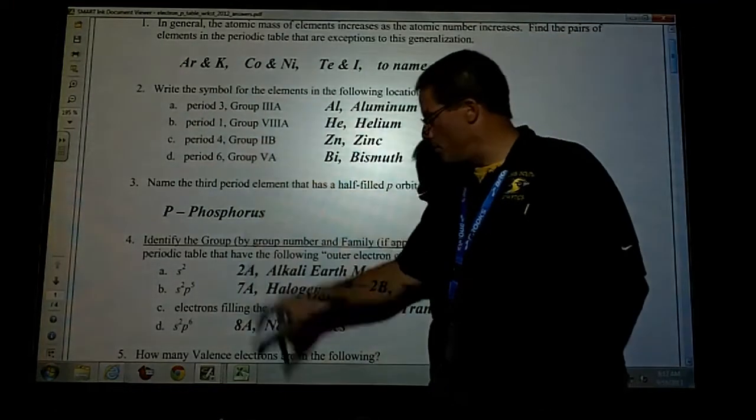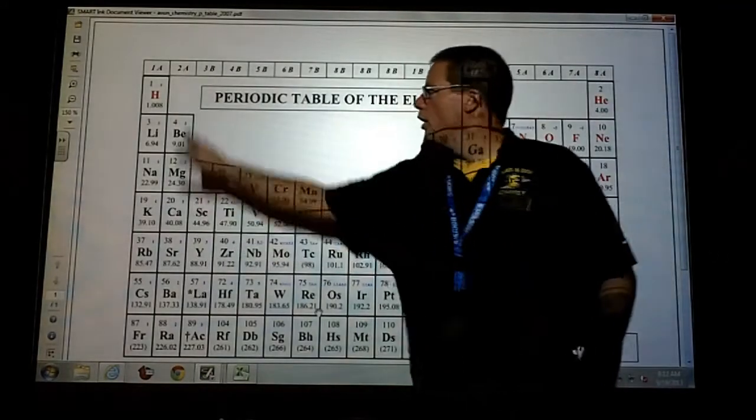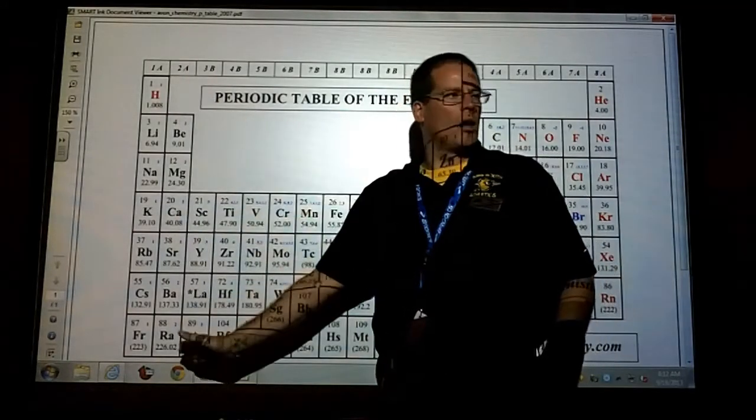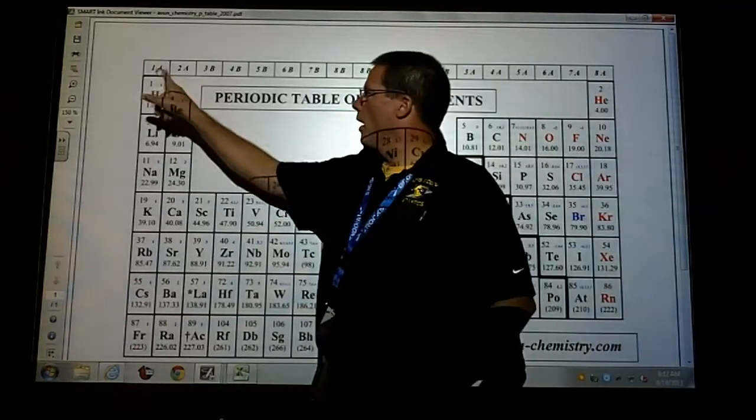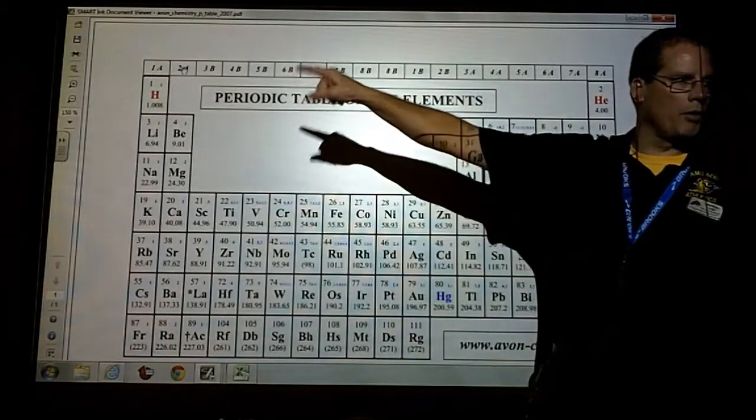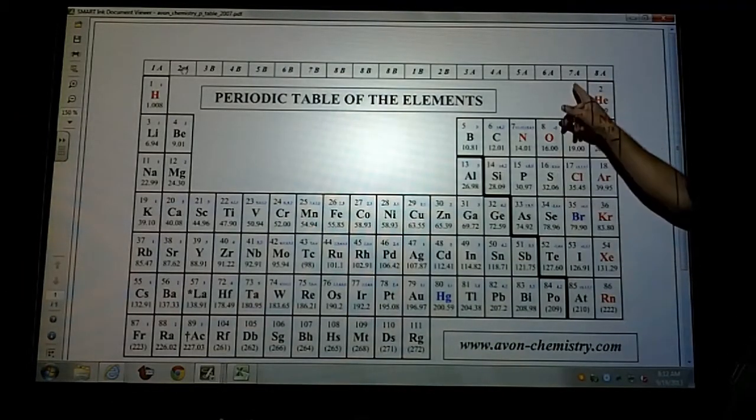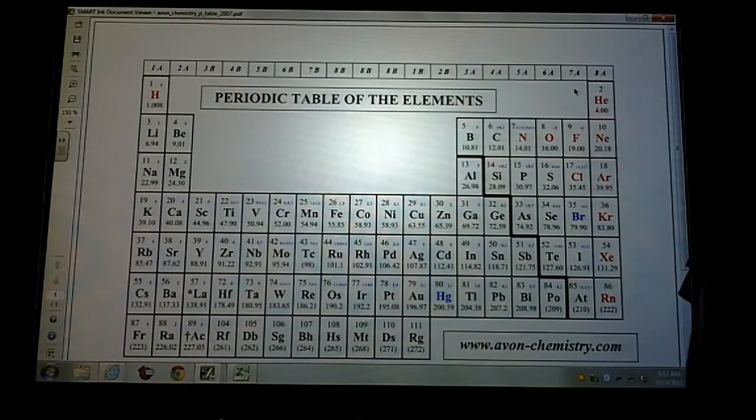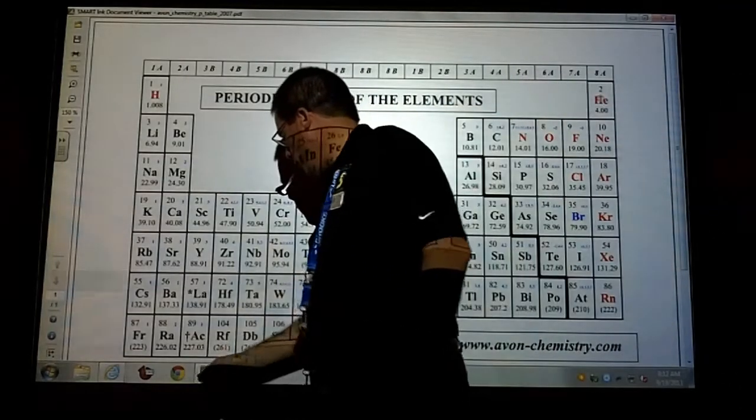And again, remember the periods are the rows. Rows go this way. Groups and families are columns and go up and down. Also remember that you should know group 1A, 2A as alkali metals, alkali earth metals, and then 7A and 8A as halogens and noble gases. So those are the only 4 that actually have proper names associated with them.